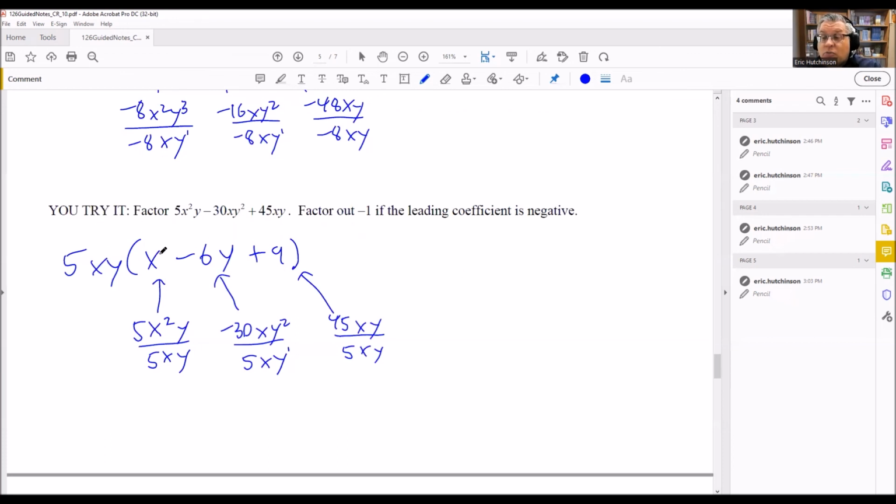Once again, you can always multiply this back through to make sure you did it correctly. You can always do that anytime you factor. You can always just redistribute or multiply it back through to see if you factored it correctly.